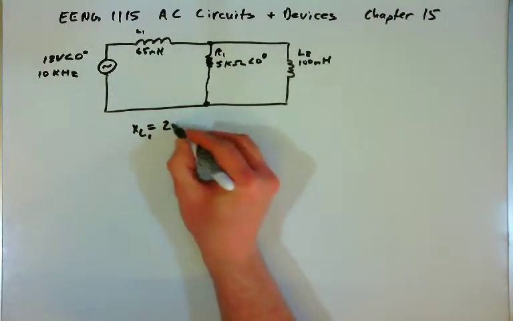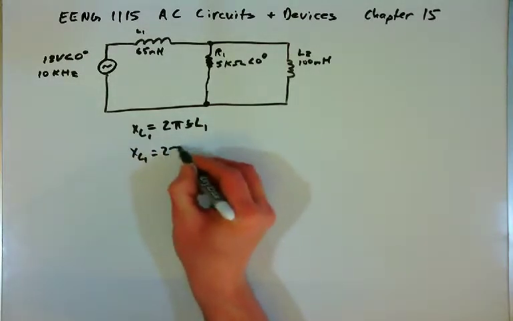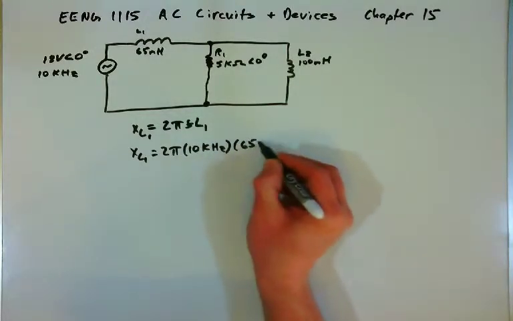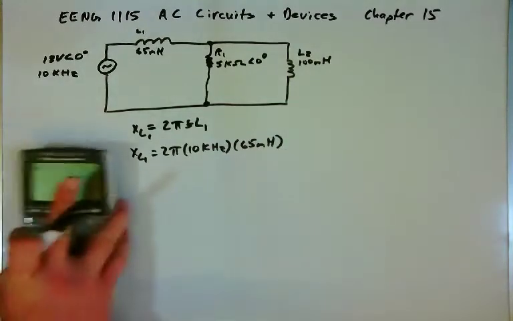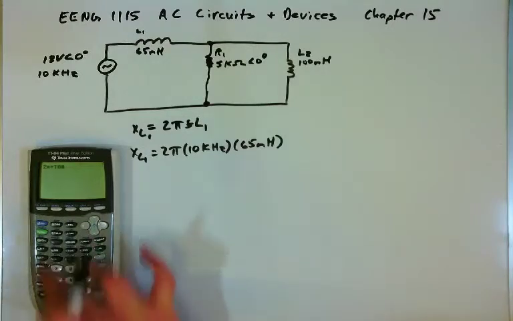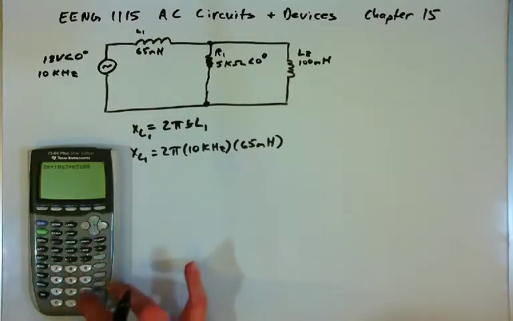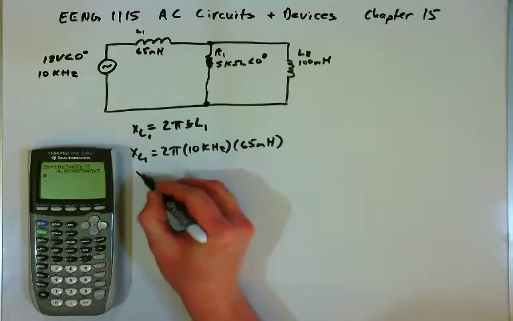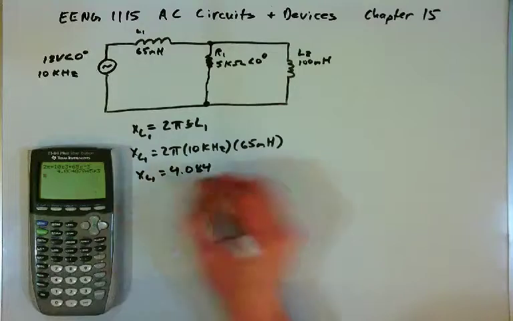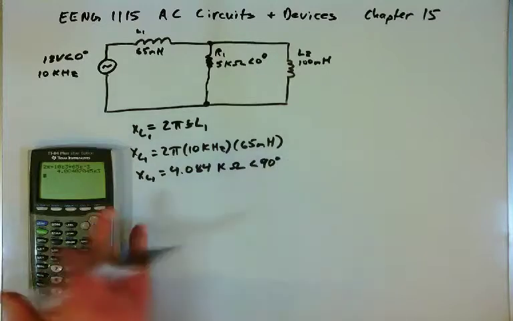So X sub L sub 1 will be 2 pi F L1, and so X sub L sub 1 will be 2 pi times 10 kilohertz times 65 millihenries. And so X sub L sub 1 will be 2 times pi times 10 kilo times 65 milli, and we get X sub L sub 1 is equal to 4.084 kilo ohms, and inductive reactance is always at positive 90 degrees.